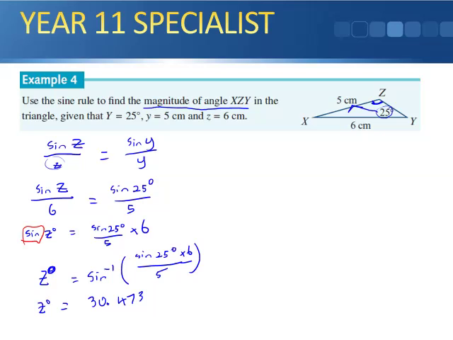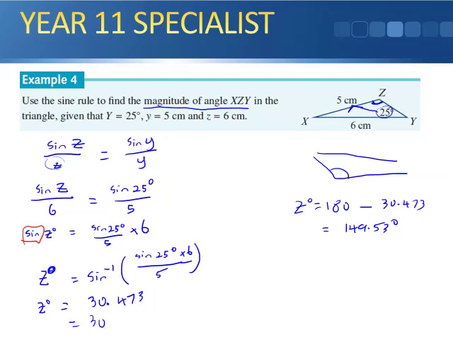30.473 or 472 degrees. Now if Z was an obtuse angle, so say like this, an obtuse angle there, then what we would do to find the Z degrees is go 180 take away that 30.473, so we will get 149.53 degrees. And this one to two decimal places is 30.47 degrees.